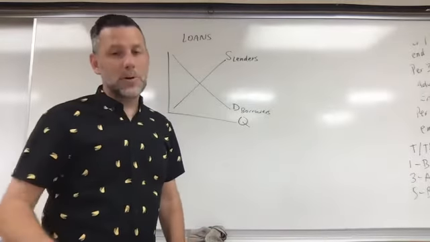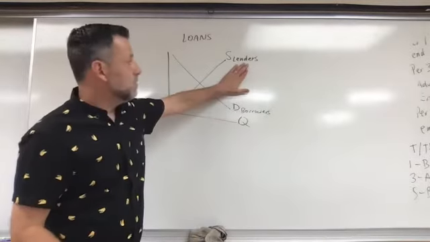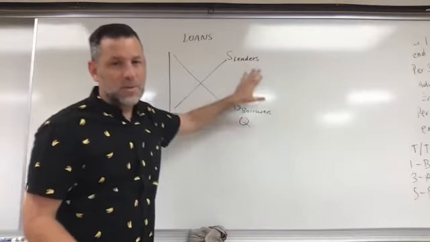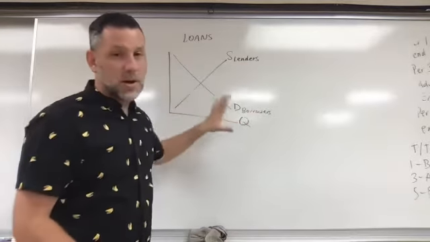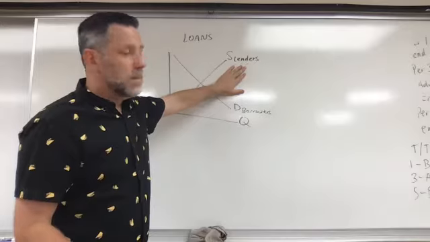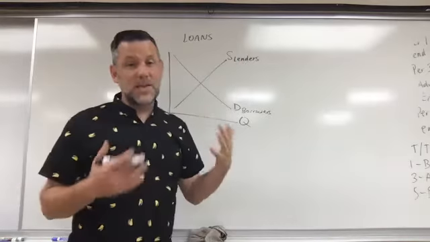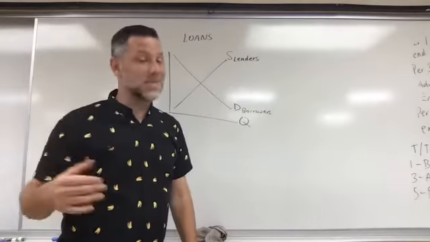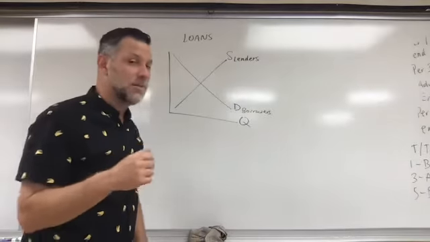One of the things that I always say to students is that savings is the supply of loans. So that means when we're looking at shifters on this graph, if something causes people to save more, then our supply would increase. If something causes people to save less, then supply would decrease.